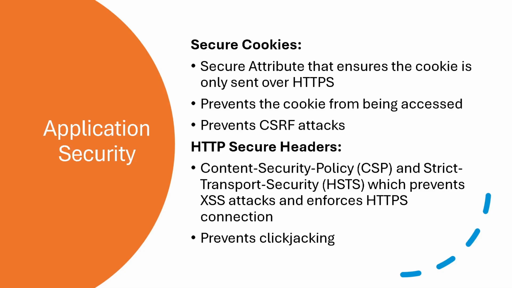HTTP secure header. This header prevents web applications from common attacks. It includes CSP or Content Security Policy and Strict Transport Security or HSTS, which prevents XSS attacks and enforces HTTPS connection respectively. It also prevents clickjacking to other websites.